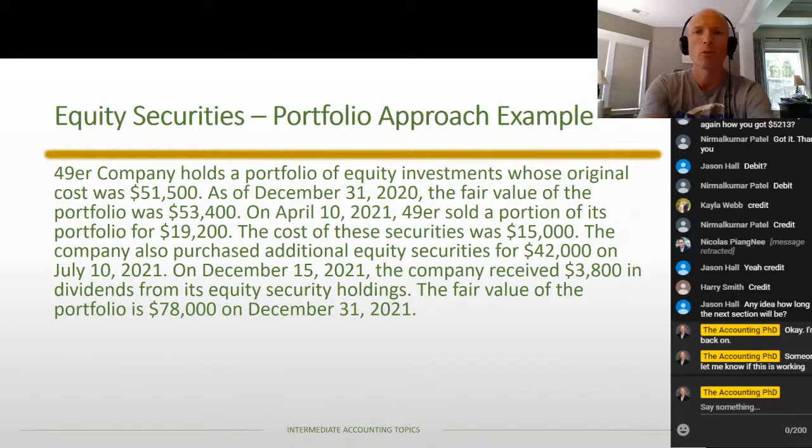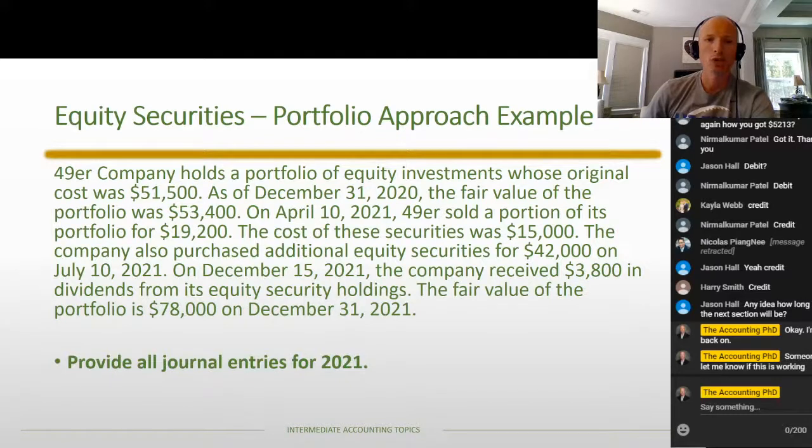So a company has a portfolio of equity investments whose original cost was $51,500. We're told the fair value as of December 31st. Then we have a sale of a portion of the portfolio along with the cost. And then we have a purchase. We have dividend revenue, all kinds of things going on here. So let's kind of walk through it.